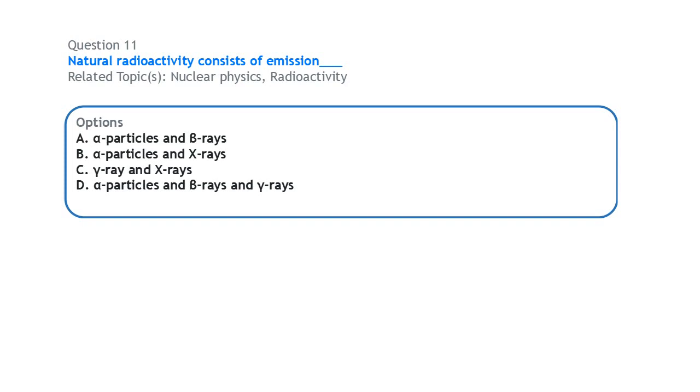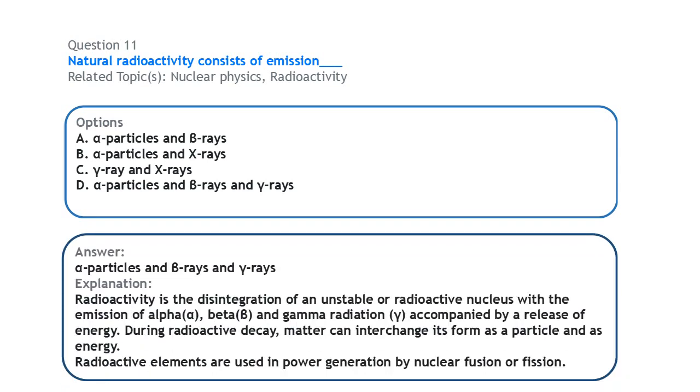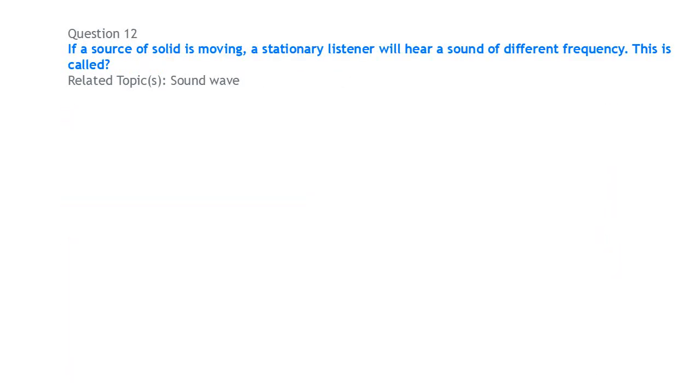Question 11. Natural radioactivity consists of emissions. You have alpha particles and beta ray, alpha particles and X-ray, gamma ray and X-ray, alpha particles, beta rays and gamma rays. So radioactivity is the disintegration of an unstable nucleus, and when this happens, three radiations are produced: alpha particle, beta particle and gamma rays. Also in the process, energy is also liberated. So the emissions here are alpha particle, beta particle and gamma rays.